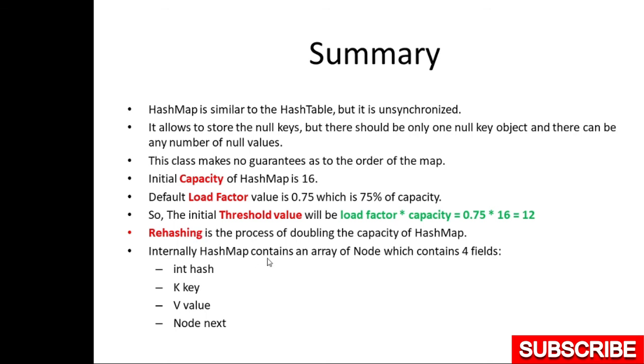Internally, HashMap contains an array of nodes that we have already seen, which contains four fields: int hash, key, value, and next, which refers to the next object.